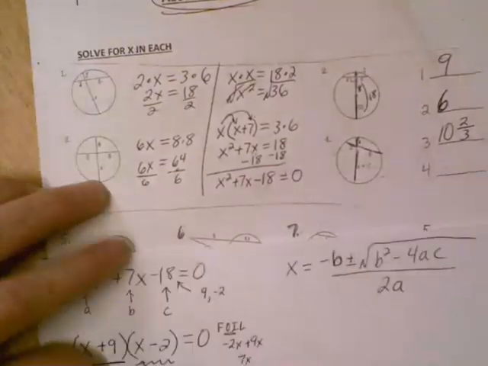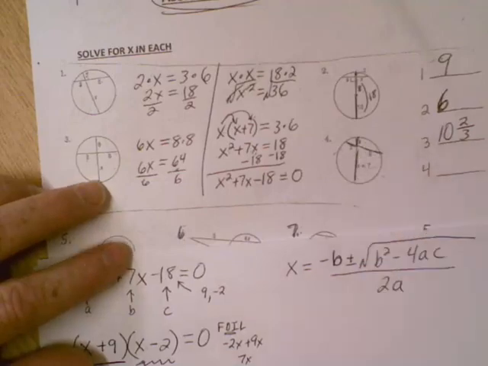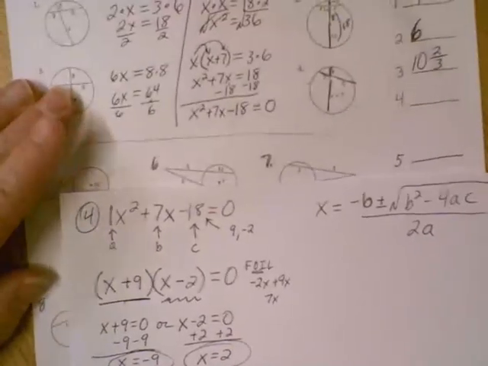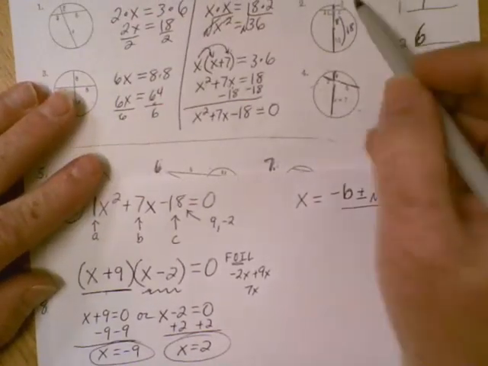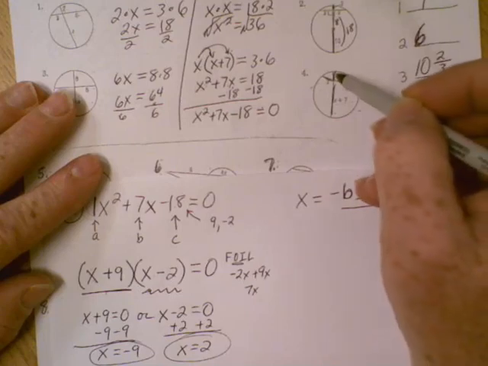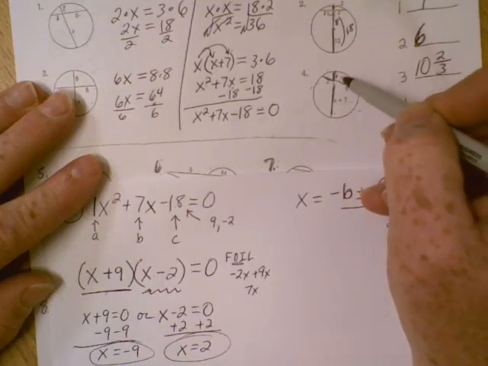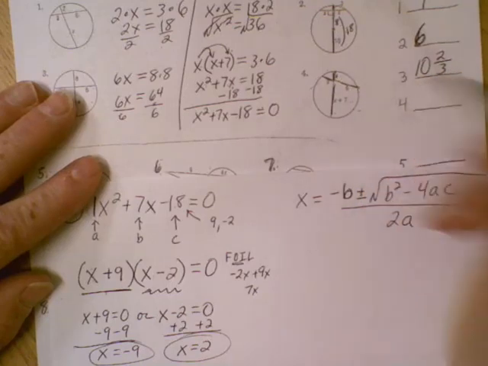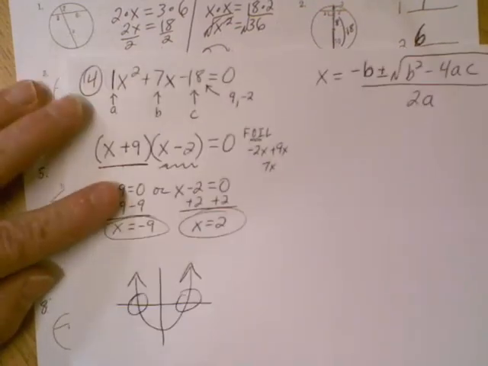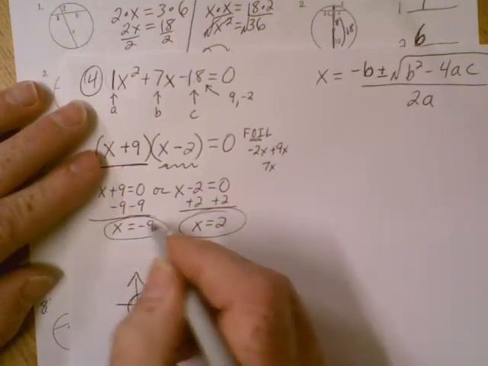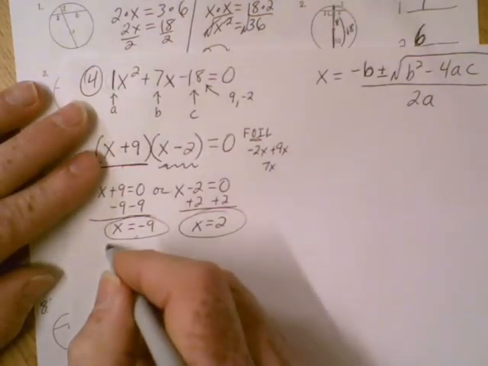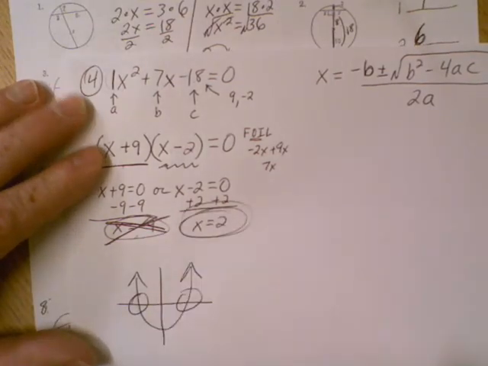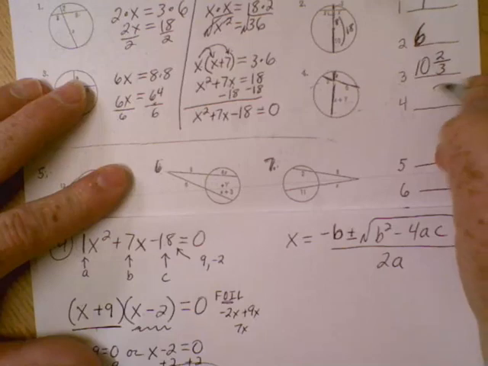Now I'm going to go back to number 4 here, and I look at this because I got x equals negative 9 and x equals 2. Well, if I go back here, this little part right here is just x, and if I put negative 9 in there, that would be saying that that segment is negative 9 units long, and that's not possible. So a lot of times in geometry, some of these answers just won't physically work. So that negative 9 won't physically work. That means our answer is 2 for number 4.